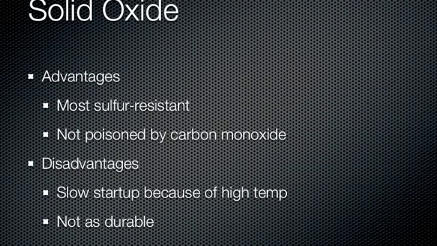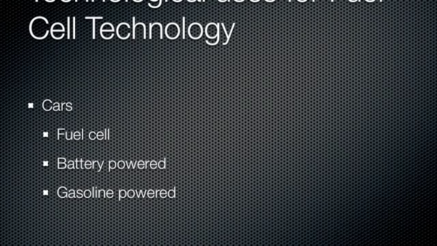The advantages to using a solid oxide fuel cell is that it's mostly sulfur resistant. It's not poisoned by carbon monoxide. Some of the disadvantages is that it's a slow start because of its high temperature, and it's not as durable.